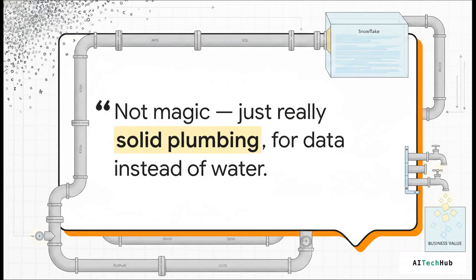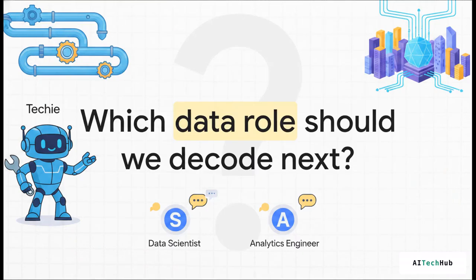Which brings us right to the core truth of this entire role. It's really not magic. It's just really solid plumbing for data instead of water. A data engineer's job is all about taking the absolute chaos of raw information and building these incredibly robust, invisible systems that move it all into a clean, reliable place where it can actually drive real business value. So, that leaves us with a pretty big question. If data engineers are the essential plumbers of the tech world, who are the architects actually building our AI future? We've decoded the plumbing, but what about the people turning that data into actual intelligence?